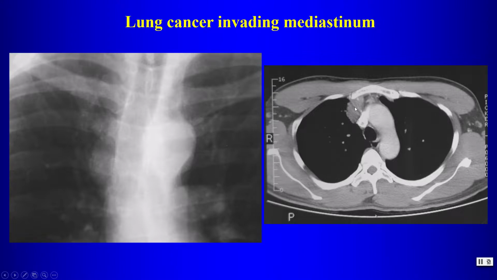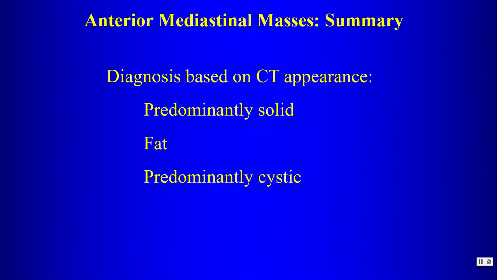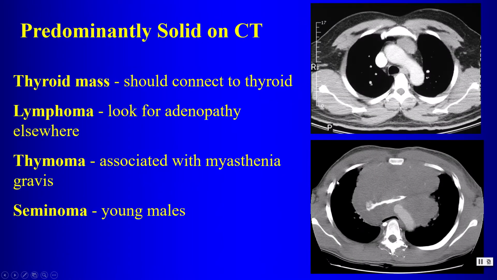Here the center of the lesion appears to be located outside of the mediastinum, so that might be a clue that we're dealing with a lung cancer here, a parenchymal lesion extending into the mediastinum rather than a primary mediastinal lesion. So in summary, in terms of making the diagnosis of these mediastinal masses, we could make diagnosis based on CT appearance, predominantly solid, fat, or predominantly cystic.